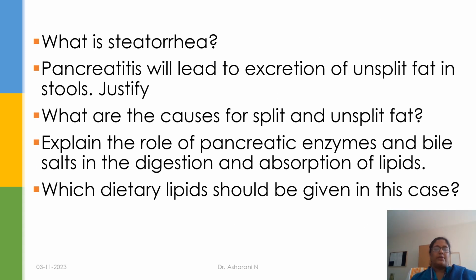By the end of this session, we should be able to define what steatorrhea is, why pancreatitis will lead to excretion of unsplit fat, the causes for split and unsplit fat excretion, and also the role of pancreatic enzymes and bile salts in digestion and absorption of lipids, and what dietary advice we should give when a patient is suffering from pancreatitis with regard to lipids. So these are the questions we will be answering in this session.